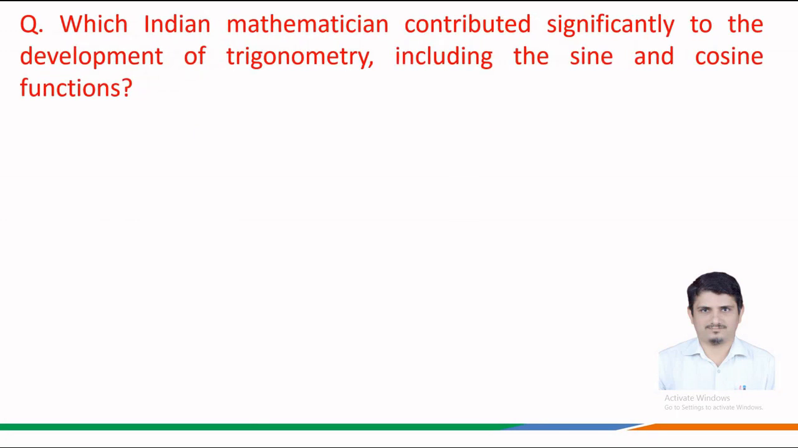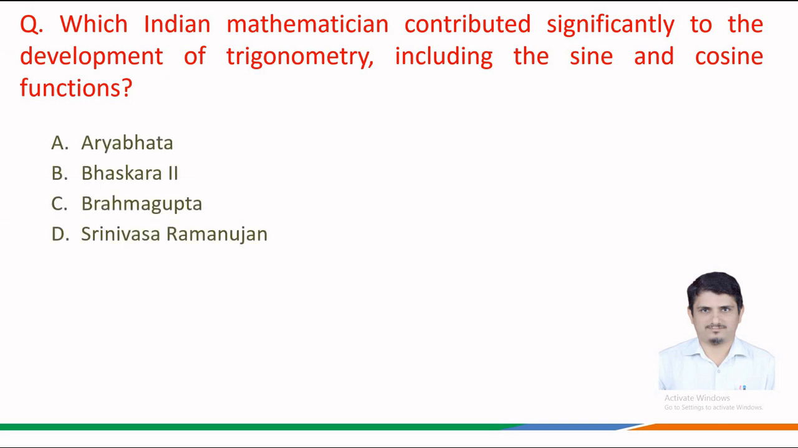Which Indian mathematician contributed significantly to the development of trigonometry, including the sine and cosine functions? The options given are Aryabhatta, Bhaskara II, Brahmagupta or Srinivas Ramanujan.